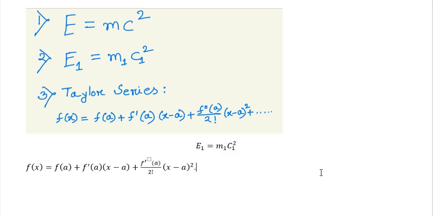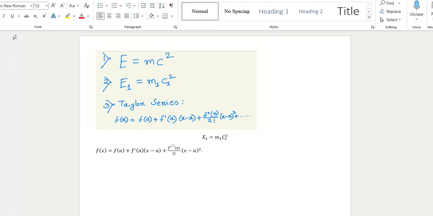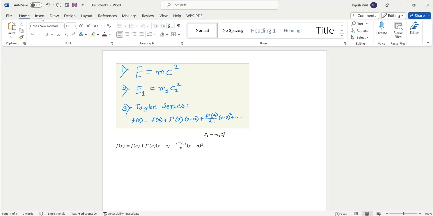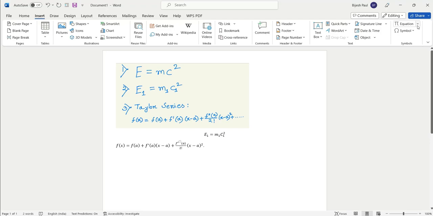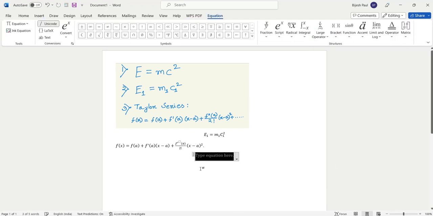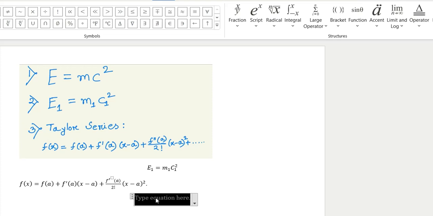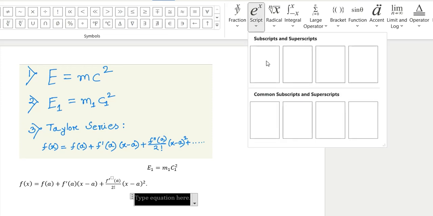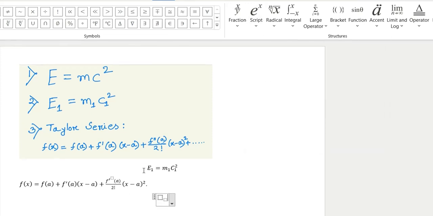And in the third method, you can go to the Insert toolbar. Under the Insert toolbar you will find Equations. Here, Insert New Equation. Okay, so suppose you want to write E1 equals m1 c1 square. You will find first E1. See, E1 here. You can write capital E, then 1 equals m1 c1 square.